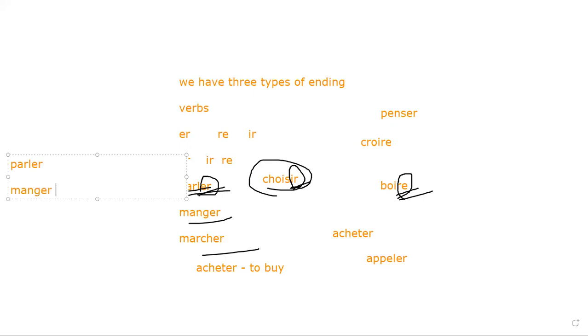Manger. Parler. We have to read aloud. Parler. Read. What to say? Read. Lire is my verb to read.